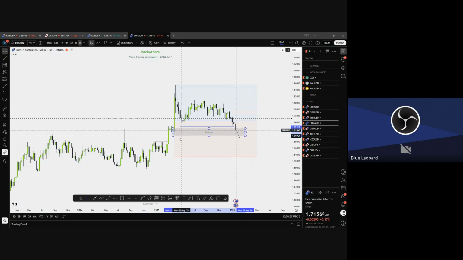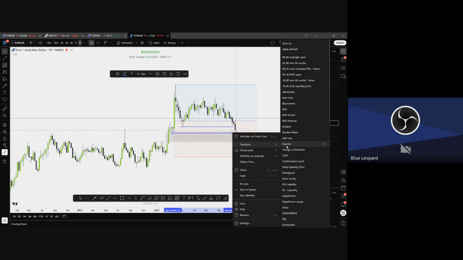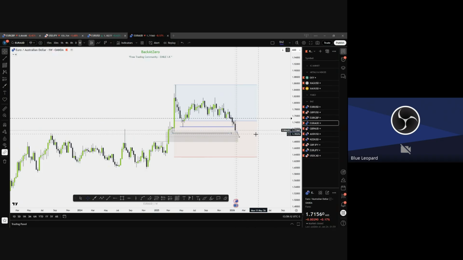So now the imbalance will be the reaction zone, and we know now this low will be just liquidity to be taken out. It's not equal lows, it's just liquidity. Let me put it like this. Okay, this is just liquidity. And if price takes liquidity, what price will do next is just go in the other direction.